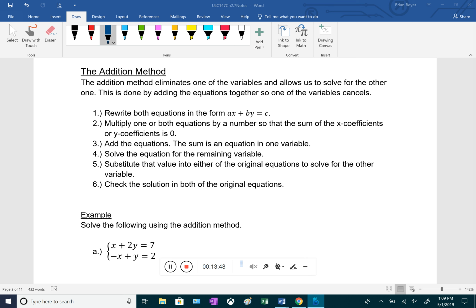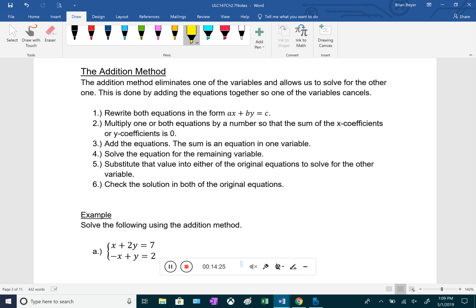So the steps for this is going to be rewrite both of the equations in the form ax plus by equals c. So x first, y second, constant on the right hand side. And for step 2, we may not have to do this, but we might have to do it. So for step 2, we might have to multiply one or both of the equations by a number so that the sum of the coefficients on x or y is 0. So your goal is to add the equations and have one variable cancel. So you're going to have to multiply by a number so that when you add them together, they do cancel.